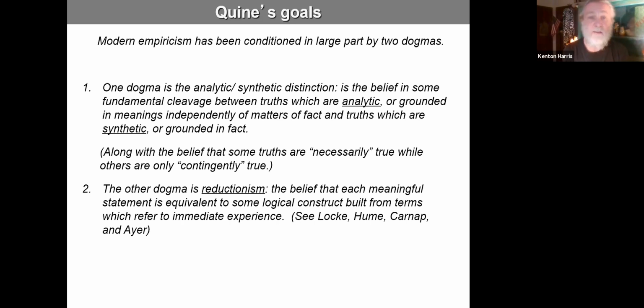So the analytic synthetic distinction and the distinction between relations of ideas and matters of fact is also a cleavage between necessarily true claims and contingently true claims, or at least so many empiricists believe. The other dogma that Quine attacks is reductionism, the belief that each meaningful statement is equivalent to some logical construct built up from terms which refer to immediate experience. As I mentioned a moment ago, we see this in John Locke, in David Hume, and also in the writings of Rudolf Carnap and A.J. Ayer.